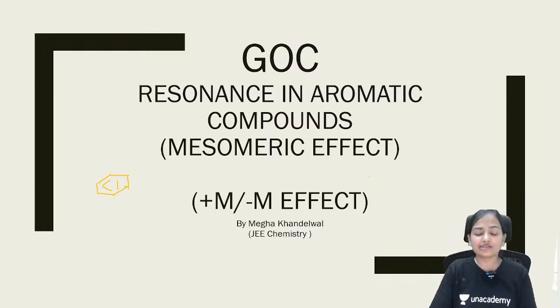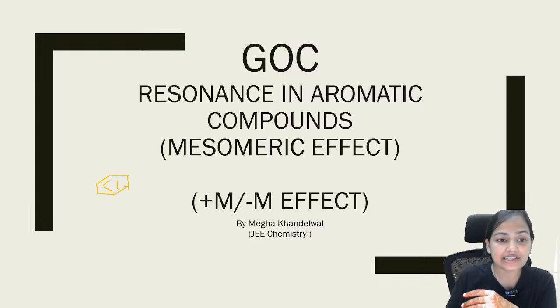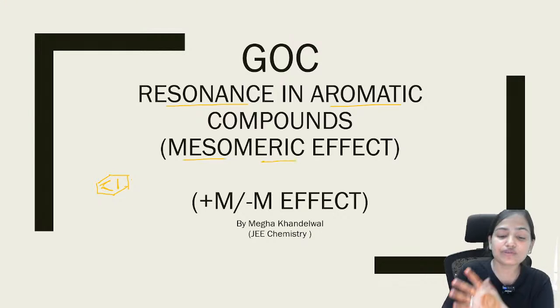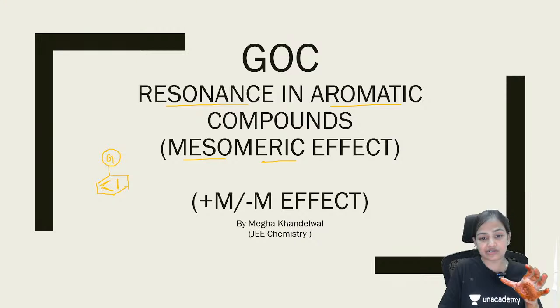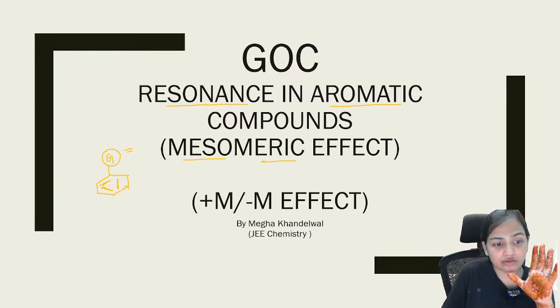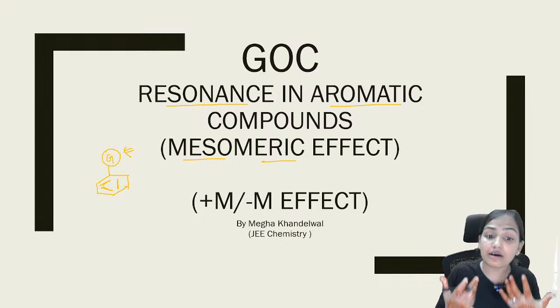Okay, so guys, here we start the resonance in aromatic compounds. As the name says, we are going to see resonance in aromatic compounds, meaning compounds which have a benzene ring. Over this aromatic compound we are going to see the mesomeric effect. First of all, mesomeric effect is the effect of a particular group which is attached to a conjugated system. Whenever any particular group is attached to a conjugated system, that becomes a mesomeric effect.